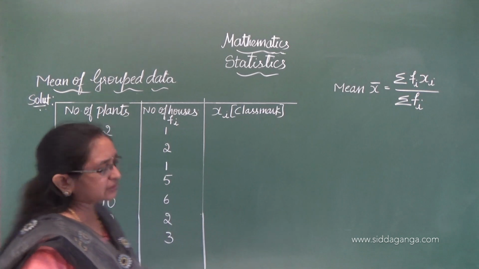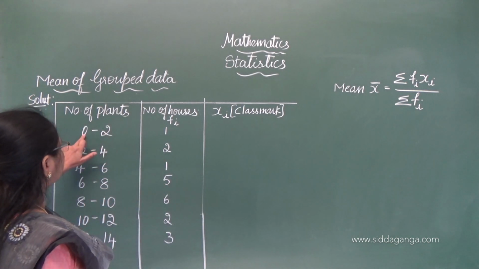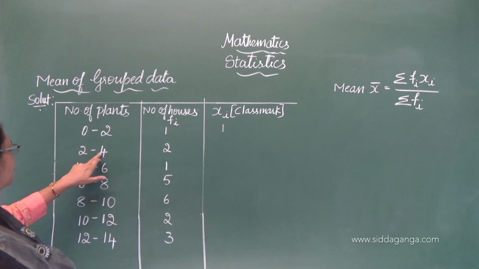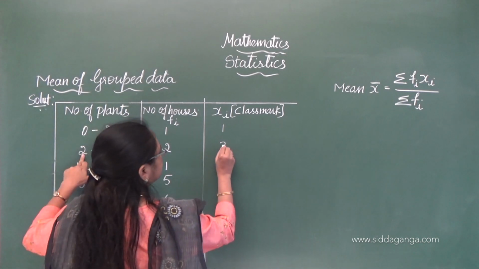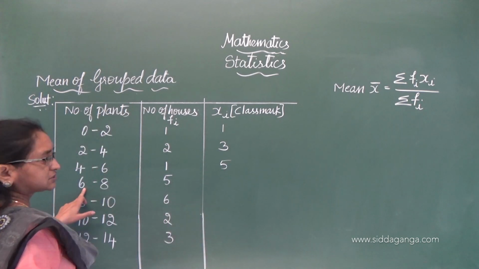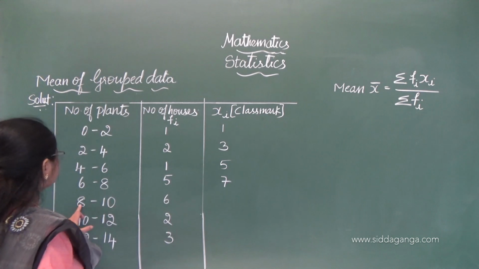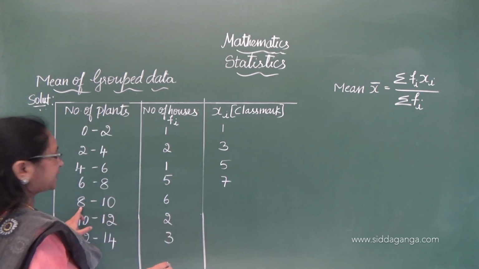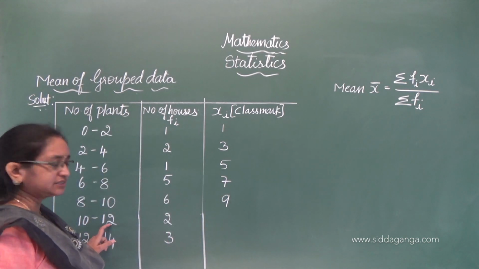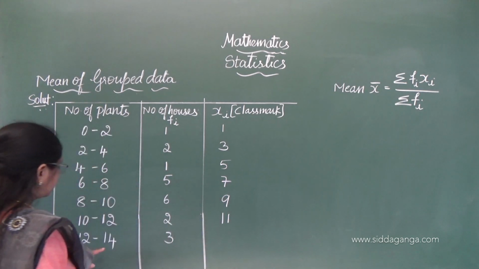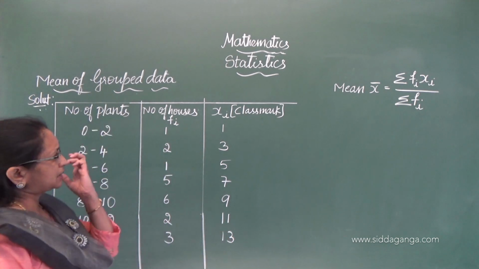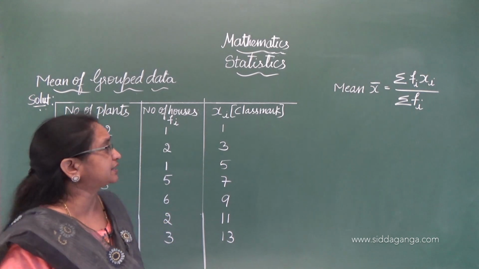Now let us find the class mark, upper limit plus lower limit. So 2 plus 0, 2, 2 by 2 means 1. Next 4 plus 2, 6, 6 by 2, 3. 6 plus 4, 10, 10 by 2, 5. 8 plus 6, 14, 7. 10 plus 8, 18, 9. 10 plus 12, 22, 11. Now 26 divided by 2, 13. I hope you understood how to find the class mark Xi.